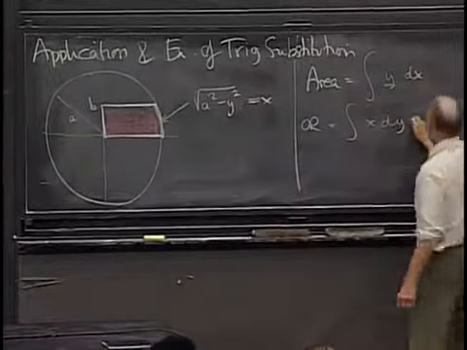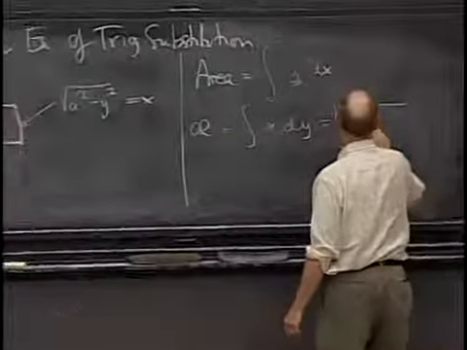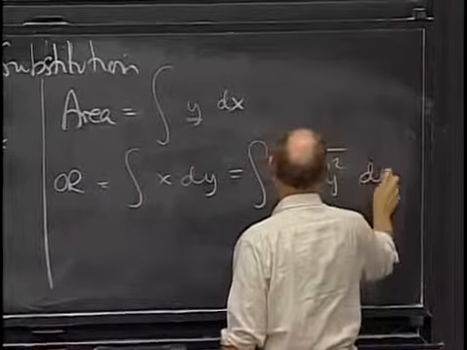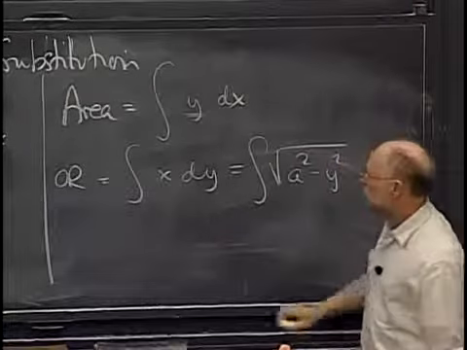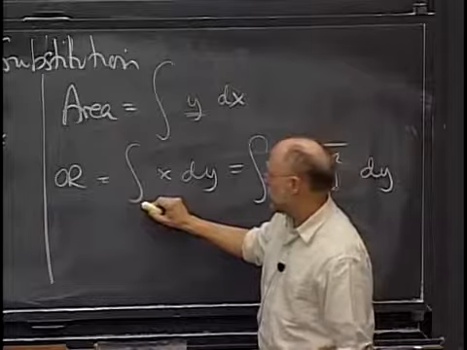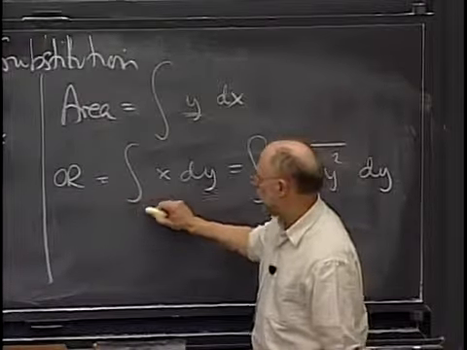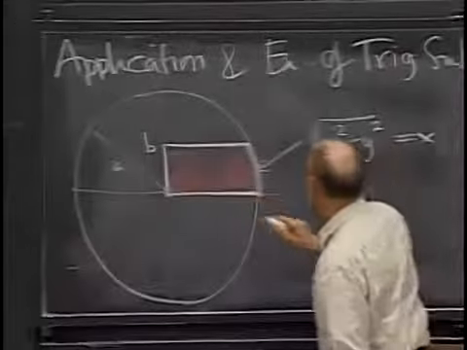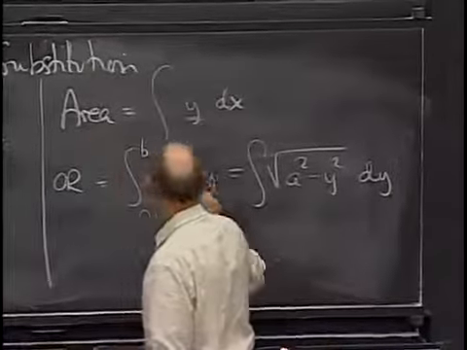And that's what I'm asked to integrate then, the square root of a squared minus y squared dy, and I can even put in limits of integration. Maybe I should do that because this is supposed to be an actual number. I'm integrating from y equals 0, that's here, to y equals b, dy.